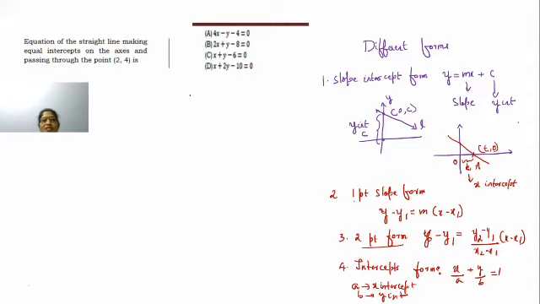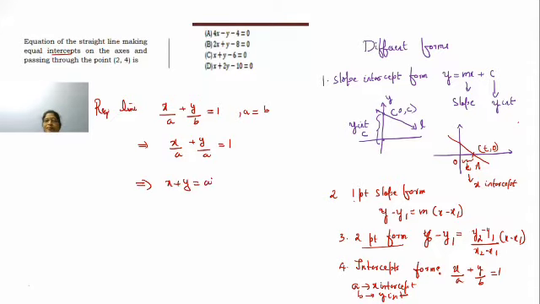So coming to this question, equation of straight line making equal intercepts. Because he's talking about intercepts, the required line should be of the intercept form, x by a plus y by b is equal to 1. It has equal intercepts, so a should be equal to b. So replace b by a. You get x by a plus y by a is equal to 1. So the equation of line becomes x plus y is equal to a.